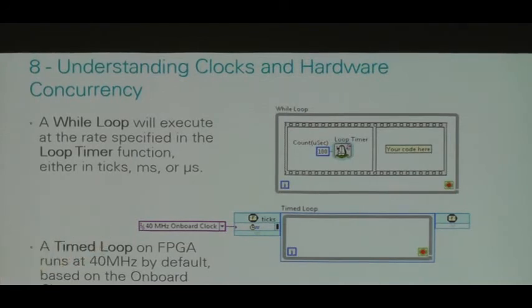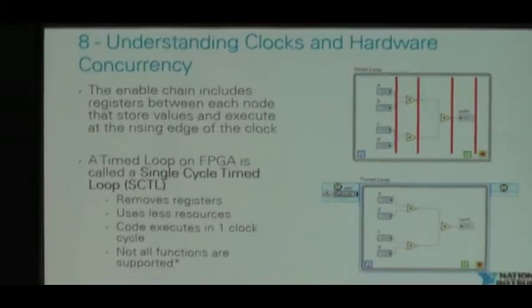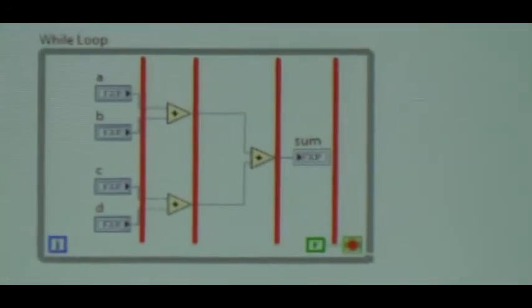So the question you probably have is, why would I use a time loop versus a regular while loop? And this is why. If you have your code running in a regular while loop, the enable chain that's happening in the background will read the values from your controls, store them in some sort of memory register, and then at the next clock tick, send that through the add, store that in another register, and so on and so forth.